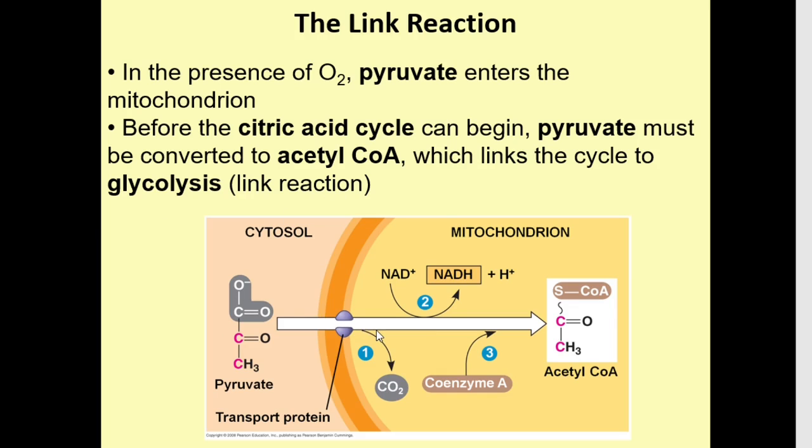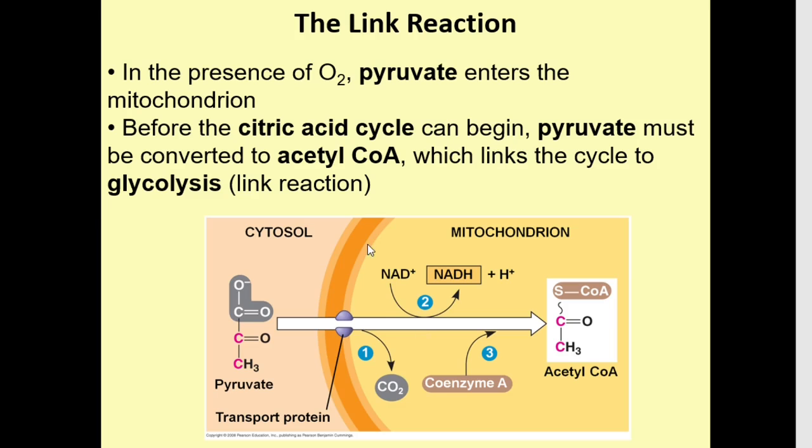Pyruvate enters into the matrix, and then enzymes set to work on it, breaking off this part of the molecule that you can see highlighted in grey here. So a carbon with 2 oxygens, and that makes a carbon dioxide molecule. So remember, one of the waste products of respiration is carbon dioxide. This is where the carbon dioxide that we exhale comes from. So it comes from the link reaction, and then also the next stage, which is the citric acid cycle. So we can see 1 carbon dioxide given off here.